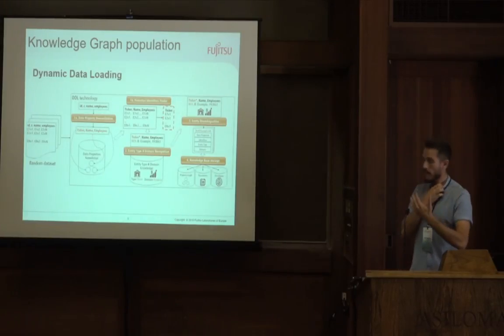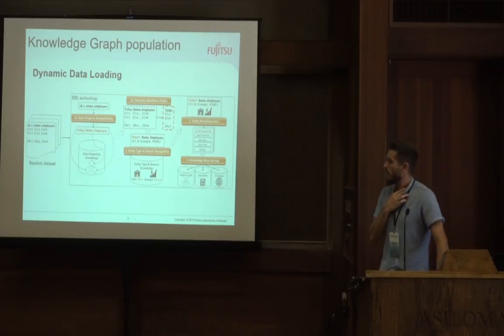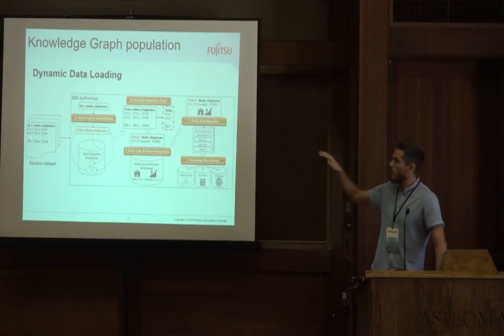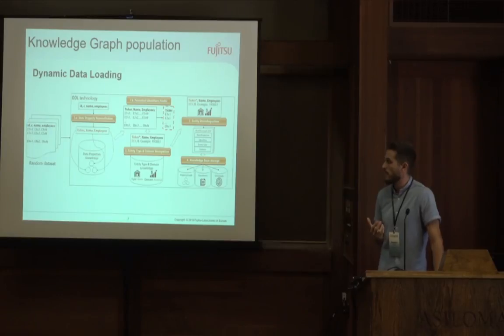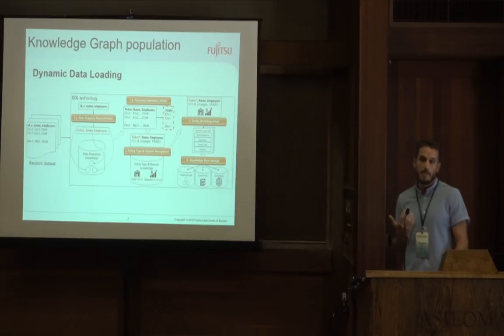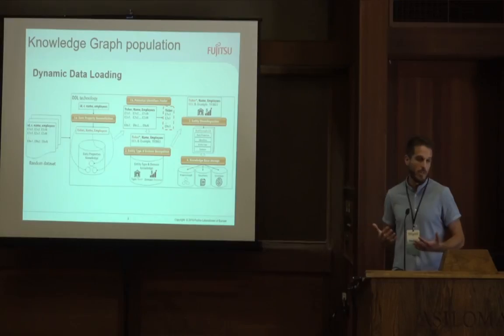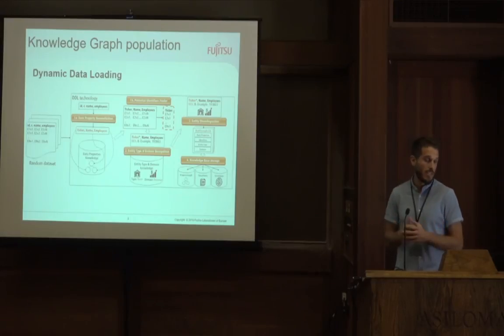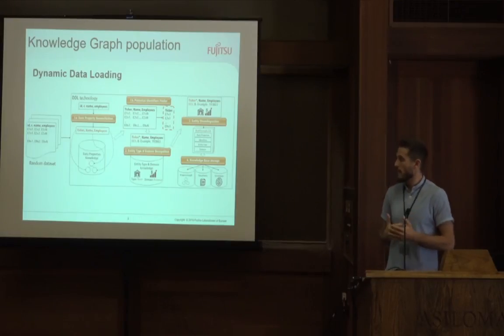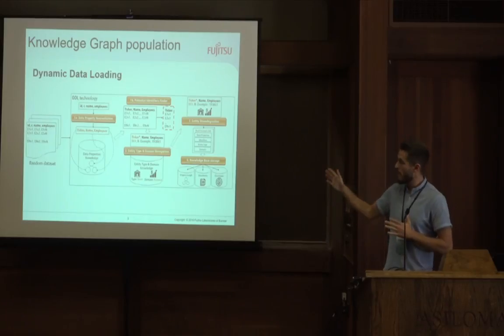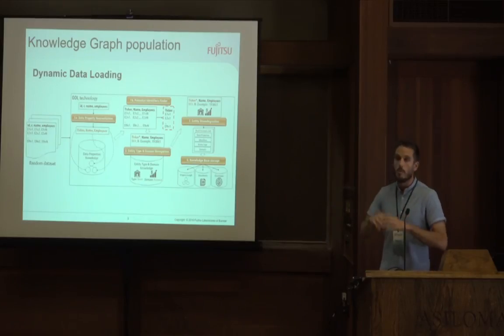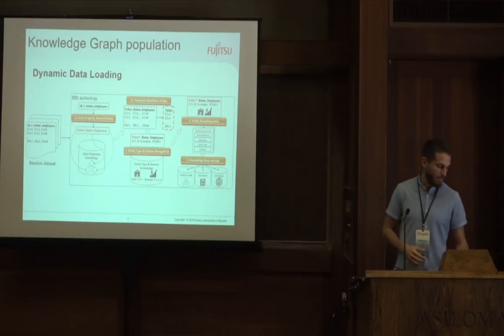So this is basically the workflow that we developed. The idea here is that each orange box is implemented as a microservice, and it can be deployed in different Docker instances so that it can run in a distributed environment. But basically, every time that we get new data, we follow these steps to populate our knowledge graph.